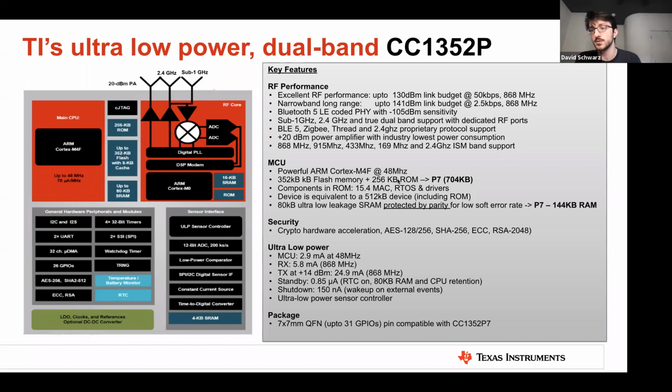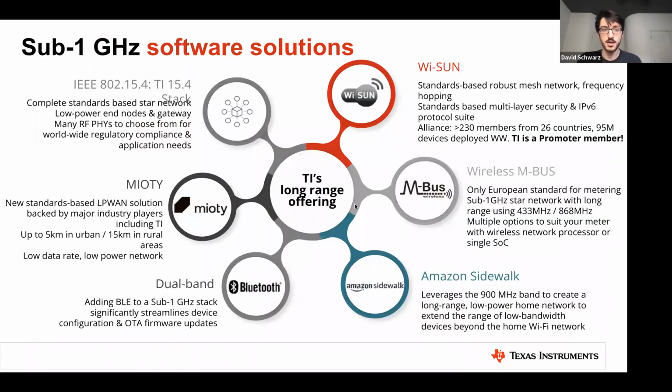It supports dual band, so you can run a BLE interface to essentially connect with your phone, as well as communicating over that more robust long-range sub-gigahertz network. And it supports a variety of sub-gigahertz stacks, things such as 15.4, Amazon Sidewalk, and Wi-SUN. And all of these different stacks are also fully compatible with Edge Impulse, which is really great. And we have example code available for working with the TI 15.4 stack and Edge Impulse already ready to go for users.